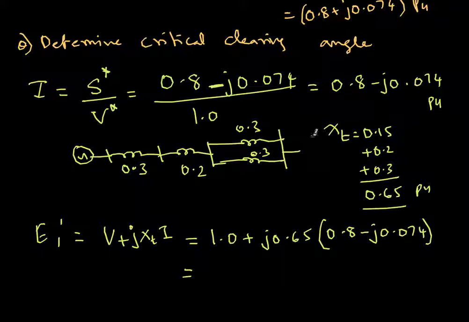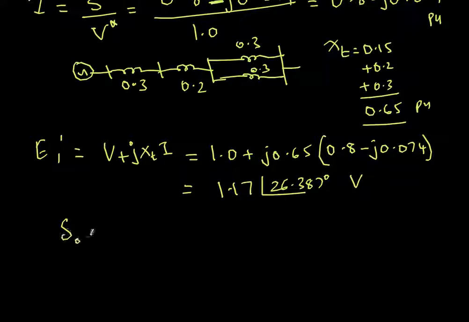This value turns out to be 1.17 at an angle of 26.387 degrees, volts. So this is after converting into polar. The magnitude of E1 is 1.17, and the angle of E1 is 26.38. So that means delta naught is 26.38 degrees. You can approximate to 26.4 degrees. And E magnitude is this.